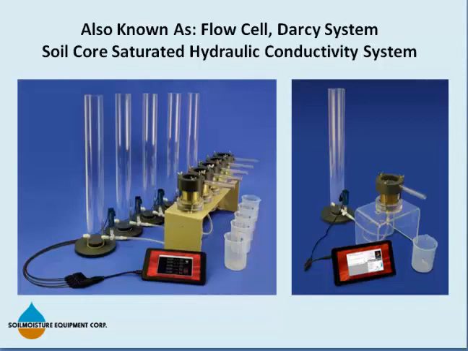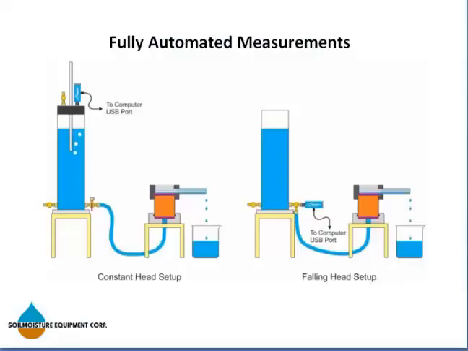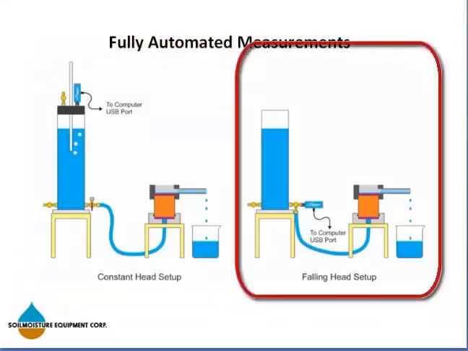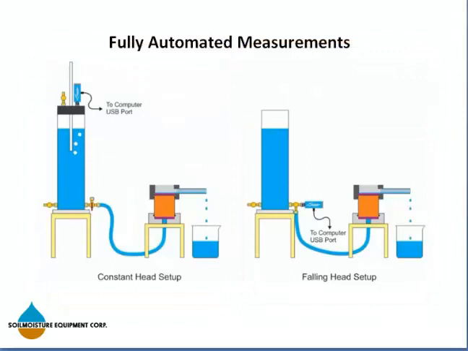Up to 20 Chameleon units can be connected to a single computer and run independently. Both the constant head and the falling head method can be performed automatically with the Chameleon. The schematic on the left shows the constant head setup. The system consists of a Marriott bubble tower reservoir and a flow cell containing the soil core.